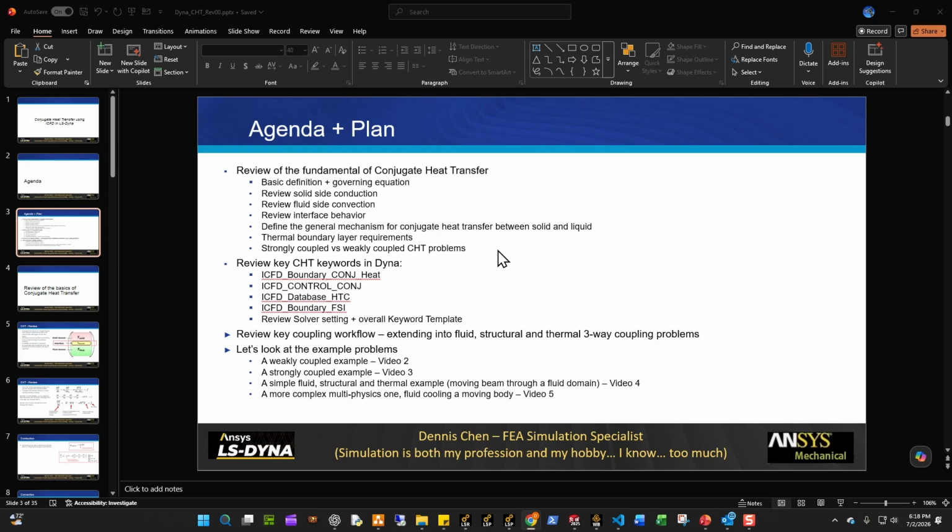We're going to target theory. We're going to target the basic principle behind the model setup. We're going to look at key details related to a template that can be applied to many different types of similar CHT applications in the world. Okay, all right, let's get started.